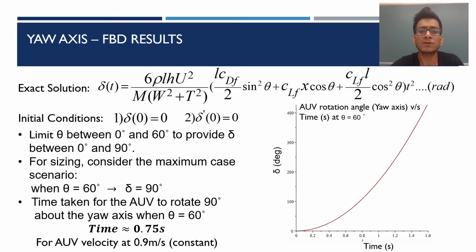The fin angle rotation was limited to a maximum of 60 degrees, and the time taken for the AUV to rotate 90 degrees about the yaw axis was calculated. If the AUV was traveling with a constant velocity of 0.9 meters per second, and if the fin angle theta was aligned at 60 degrees, then the AUV would take about 0.75 seconds to make a 90 degrees turn about the yaw axis, as can be seen from the figure here.